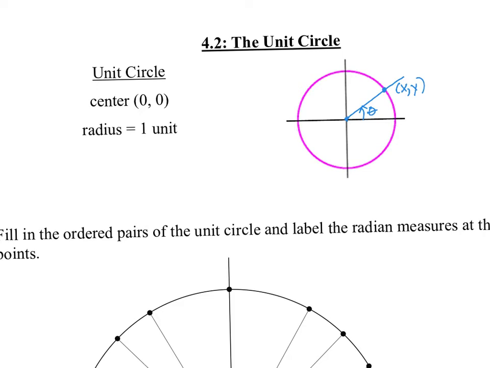I can use the unit circle to evaluate the sine, cosine, tangent, and other trig functions of that theta. I'm going to draw an altitude going down from xy so I can make a right triangle. I'm going to redraw that triangle over here.